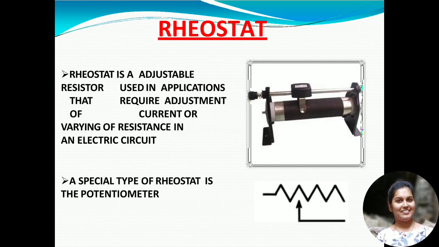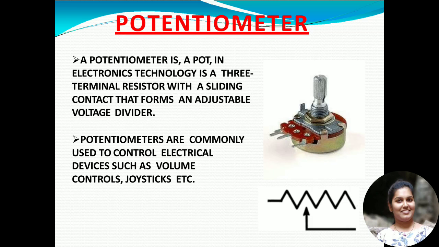There is a special kind of rheostat, and that is named potentiometer, or simply called a pot. You can see here I have shown you a pot or potentiometer. This is nothing but a 3-terminal resistor with a sliding contact that forms an adjustable voltage divider. As you can see in the diagram, it has 3 terminals, and by adjusting the sliding contact between these 3 terminals, based on the voltage dividing property, the selection of the resistance can be made.